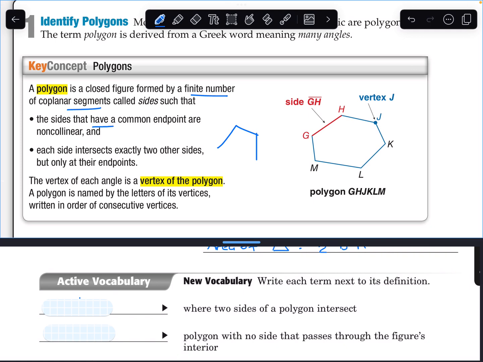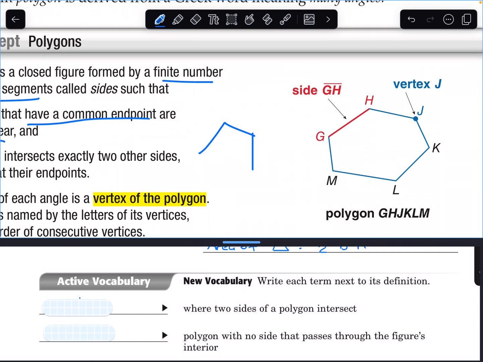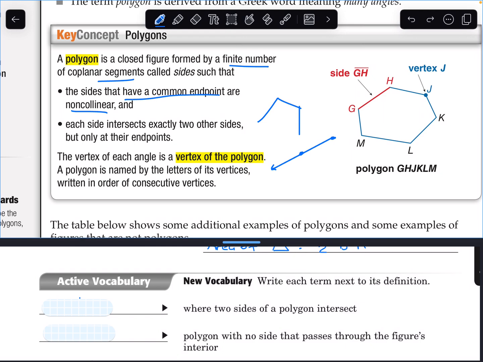And this bit about the sides have a common endpoint, and they're non-collinear, so you cannot say this is a side, and say, oh no, those are 2 different sides of the polygon, because, well, no, that's just one really long side. Okay, that's what we're clearing up by that. And each side intersects exactly 2 other sides. So notice that this one here connects to 2 others. We're not going to start branching off into other pieces and call that all one polygon. All right, clear that up.